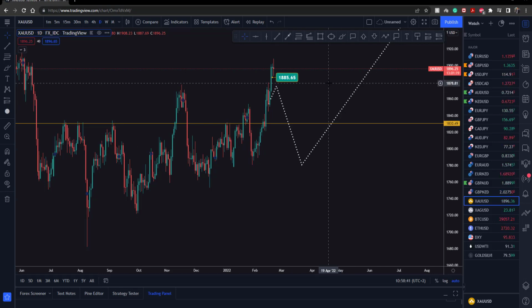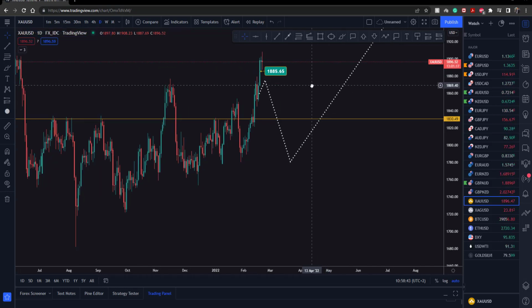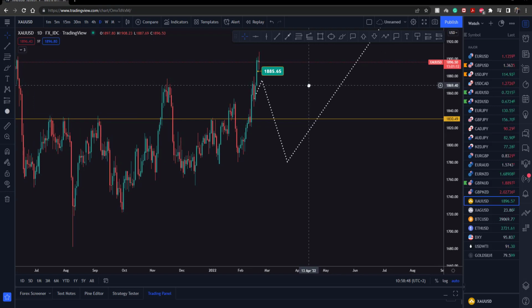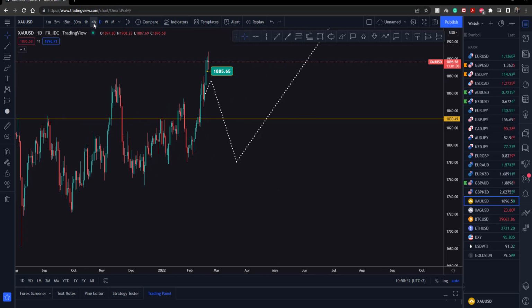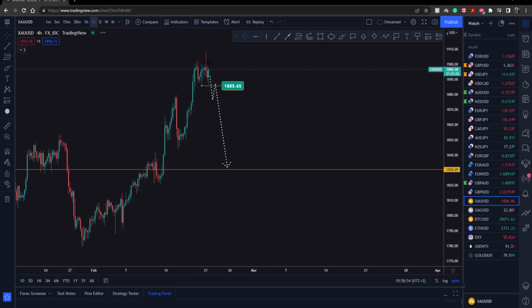Alright, so when it comes to long-term bias, we're definitely expecting gold to reach higher values and surpass its previous all-time highs. But before that, like I said, I'm expecting a deeper pullback that would give me an entry in the opposite direction.